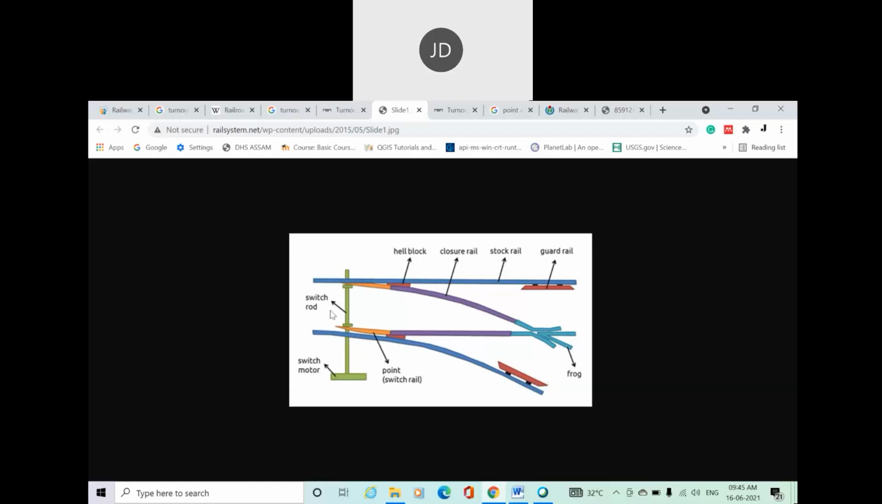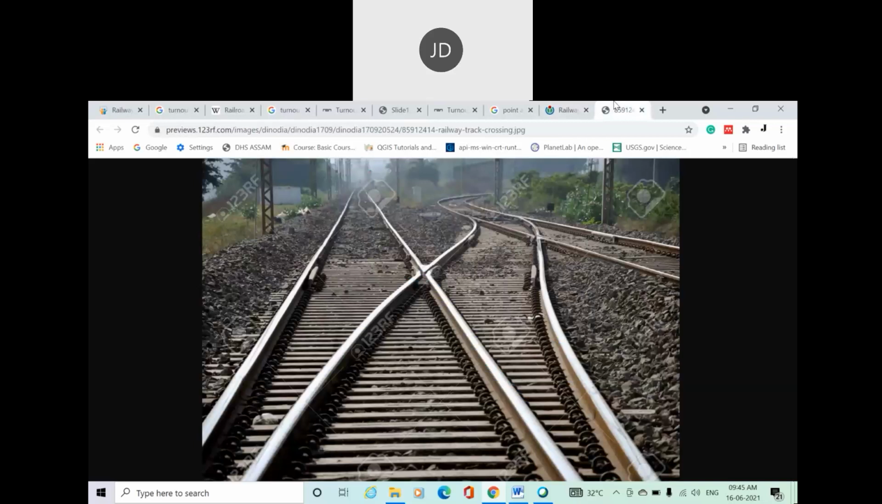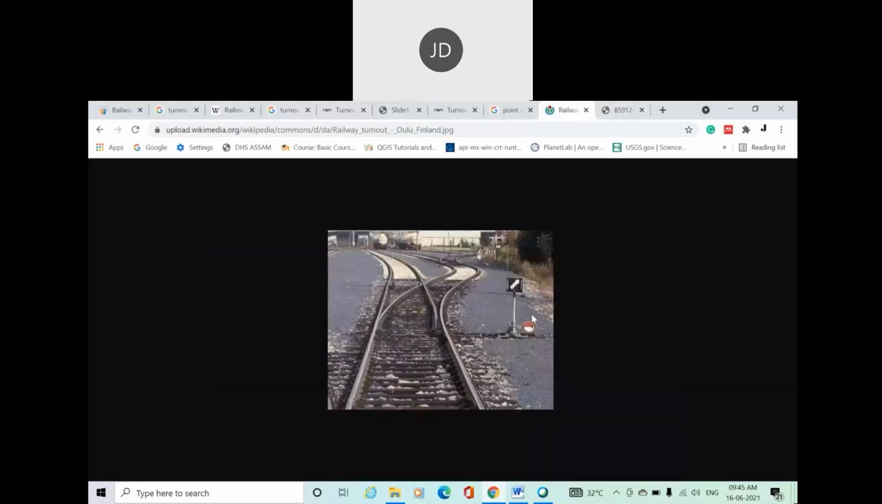This part is known as basically the switch. There will be a switch motor here. I think I can also show one picture for that in this diagram. This is the point, and this is the switch box or switch motor, you can say. Can you see this part?